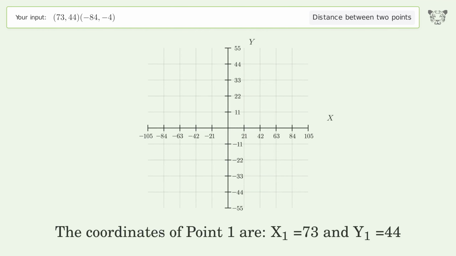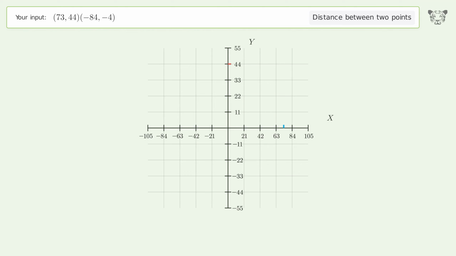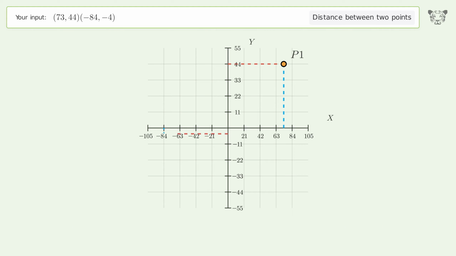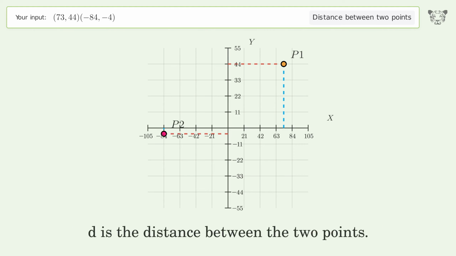The coordinates of point 1 are x1 equals 73 and y1 equals 44. The coordinates of point 2 are x2 equals negative 84 and y2 equals negative 4. D is the distance between the 2 points.